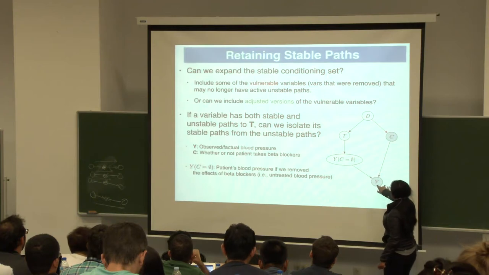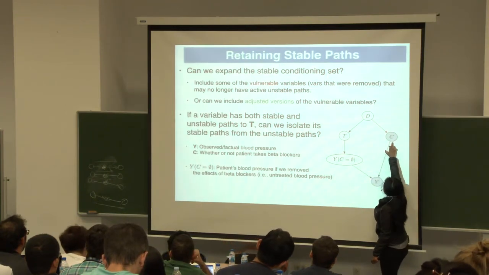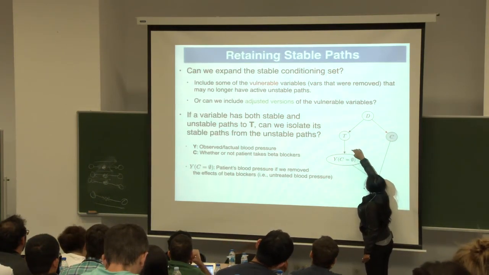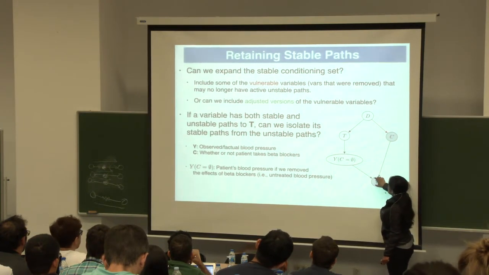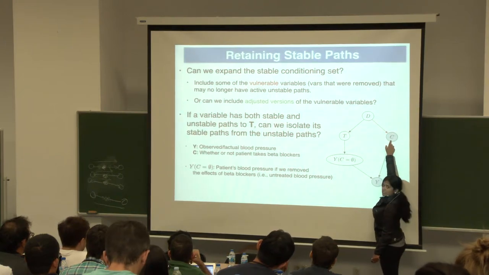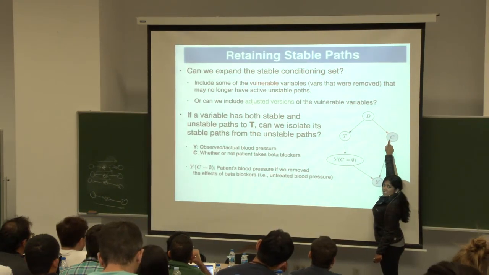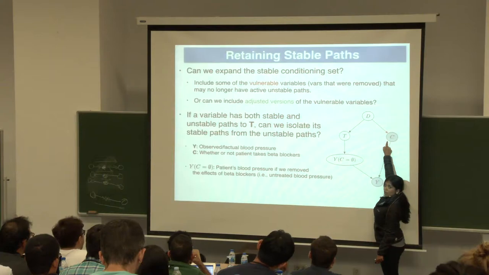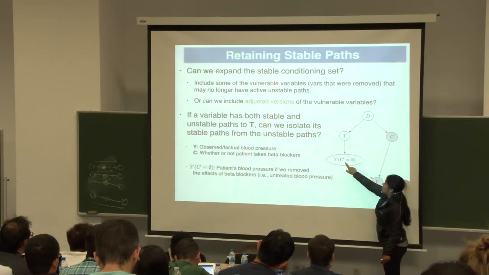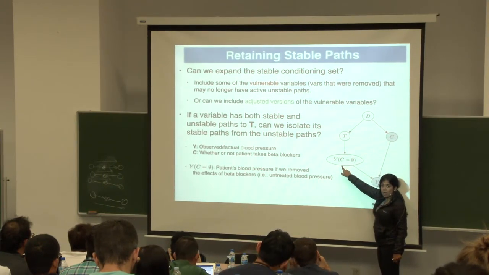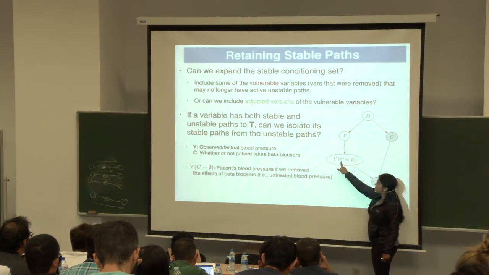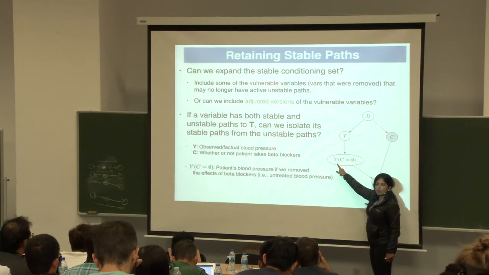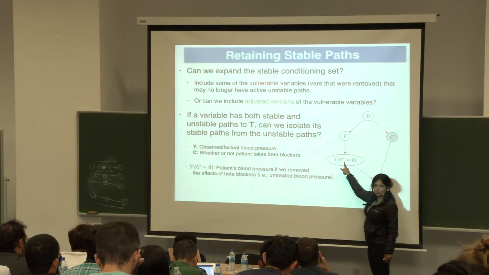So let's go back to this example. The unstable path here was this. The stable path here was this, right? So what I'm going to do is create a version of Y where I intervene on C. C is the variable that was unstable, vulnerable. I'm going to intervene on that vulnerable variable to create this version, which is the counterfactual of Y if I intervened. So this is a version of saying, what would my blood pressure be if I had given you a beta blocker? Or what would my blood pressure be if I didn't give you a beta blocker? I compute that counterfactual variable.